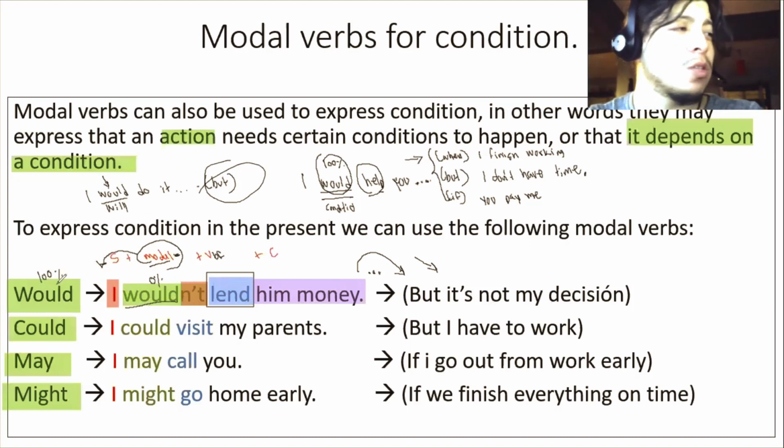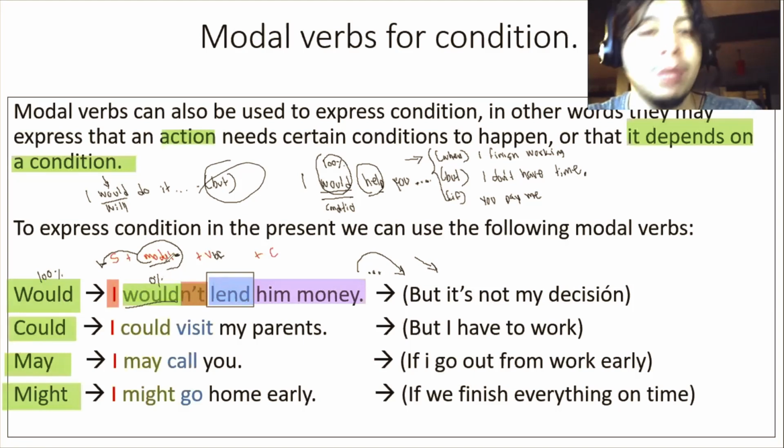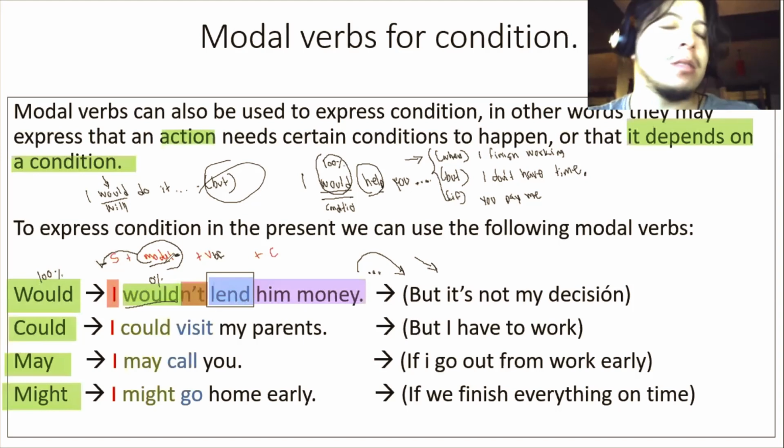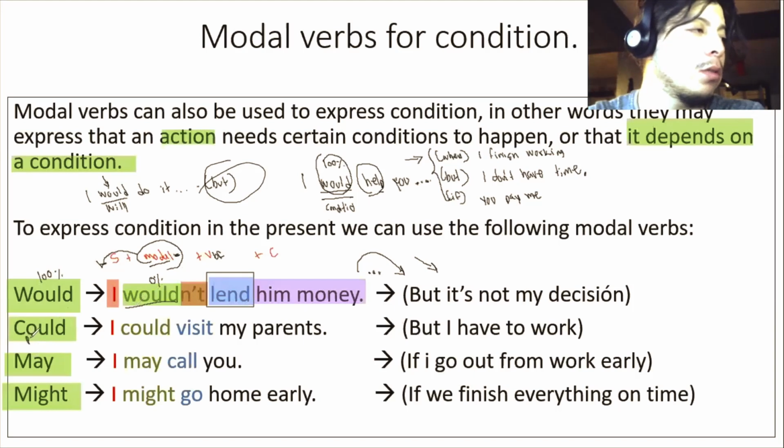Would means 100% or 0% if you make it negative. I will do something, it means I promise I will do it. I wouldn't do something, it means there's no way I will do that. Could is speaking about possibility again.